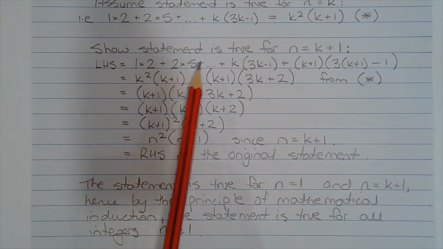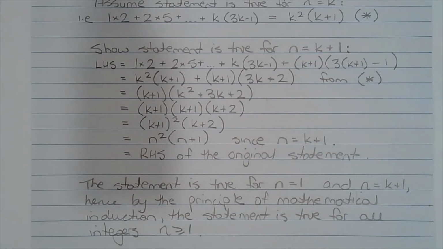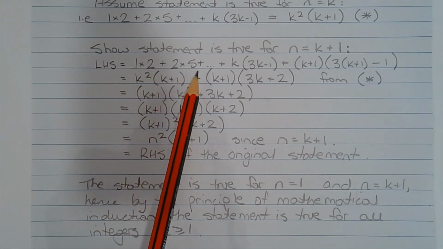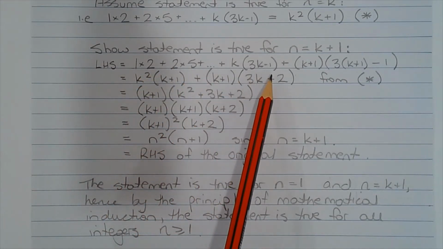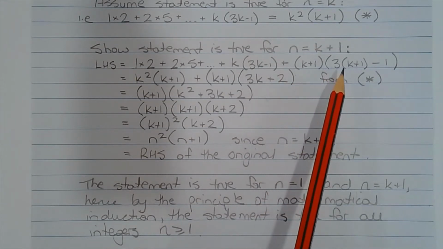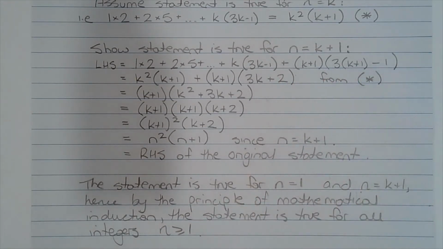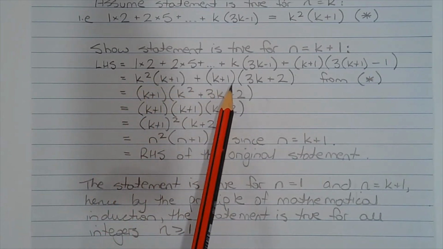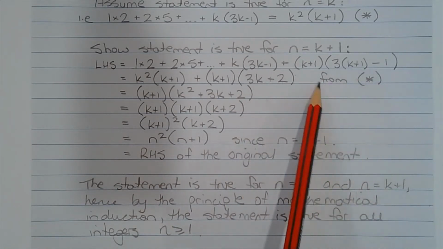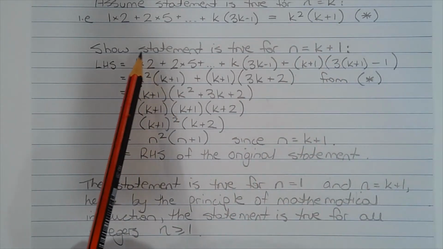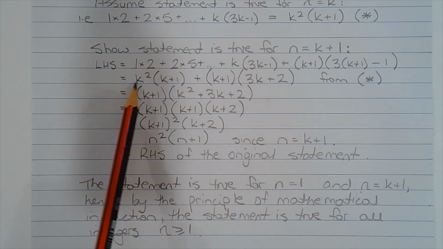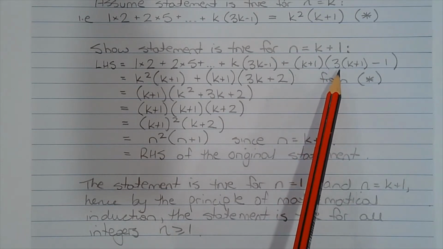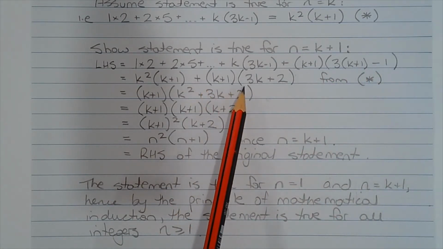The next step is to show the statement is true for n = k + 1. From the left-hand side, we have 1 × 2 + 2 × 5 + ... + k(3k − 1) + (k + 1)(3(k + 1) − 1). And that equals k²(k + 1) + (k + 1)(3k + 2). And that's from the assumption. So we can replace this part of the left-hand side with k²(k + 1), and simplifying (k + 1)(3(k + 1) − 1), which is (k + 1)(3k + 2).